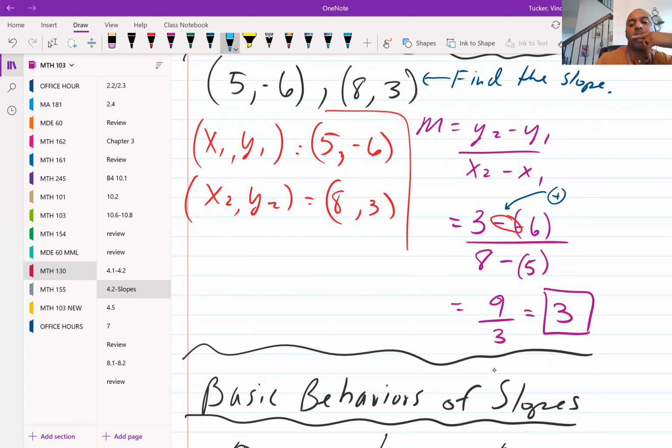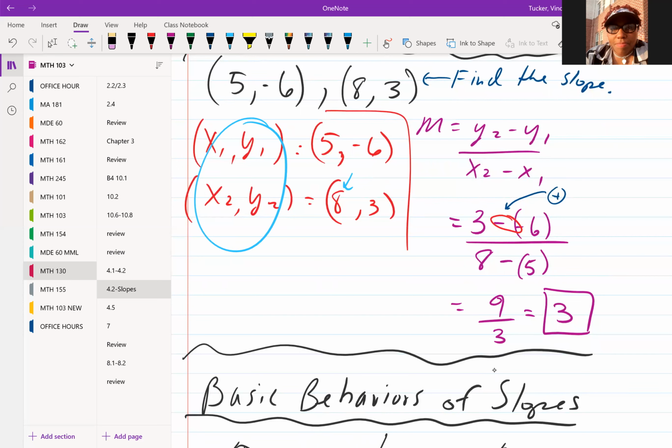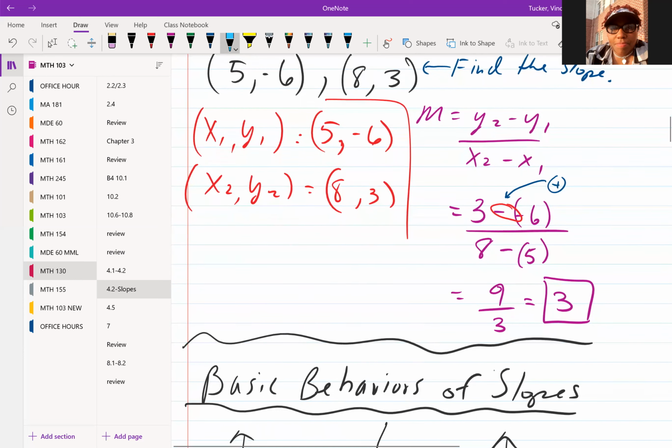X is going to always be the first one. Y is going to always be the second. X is always first, then Y. X and then Y, and then X and then Y. The first set is always going to be X1 and Y1, second one, X2 and Y2. Okay, let's go on.